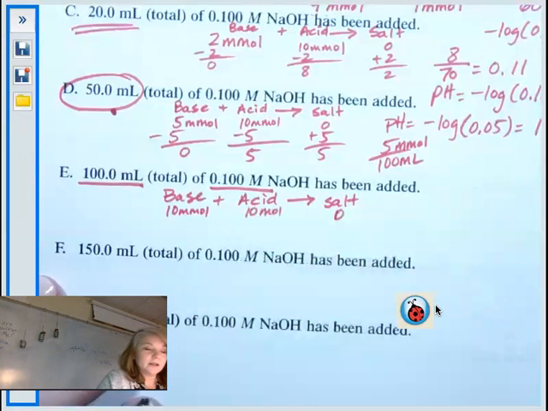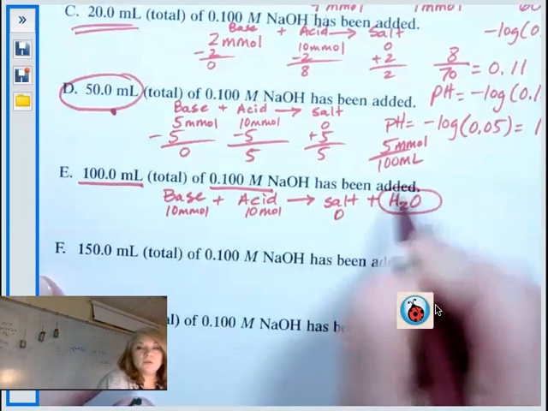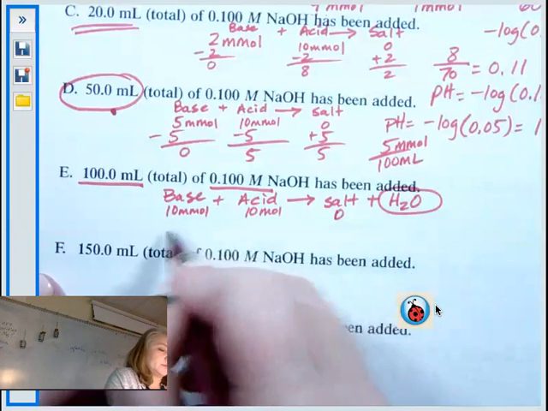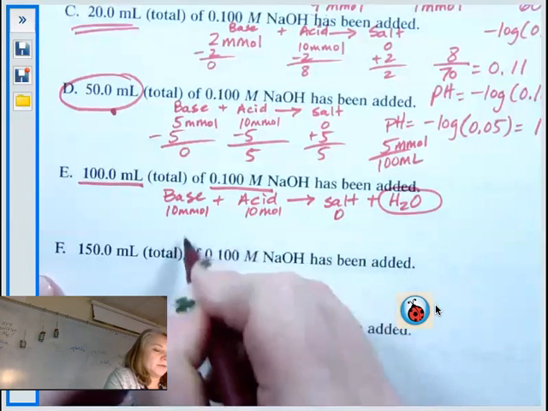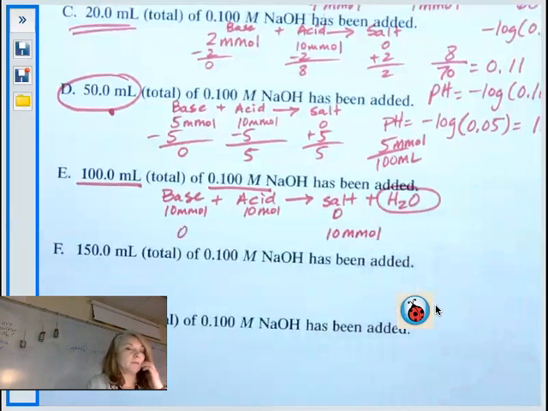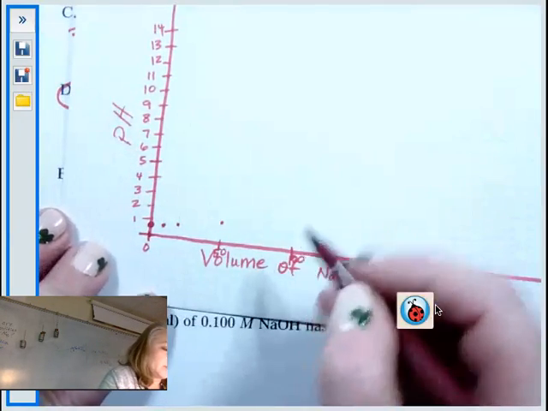That's right. Because it's all about what makes the pH neutral. Water's the only thing driving the pH right now. Okay, so 0 of this. You do have 10 millimoles of salt, but that's a neutral salt because each piece came from a strong acid and a strong base. Okay, so pH is 7, and that was 150.